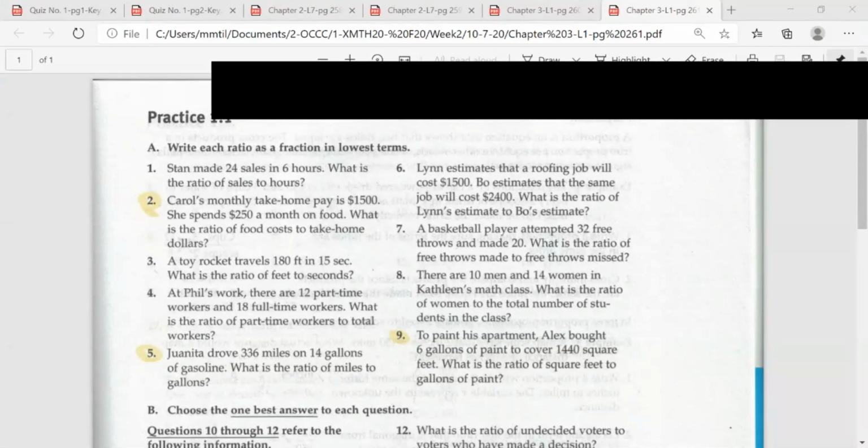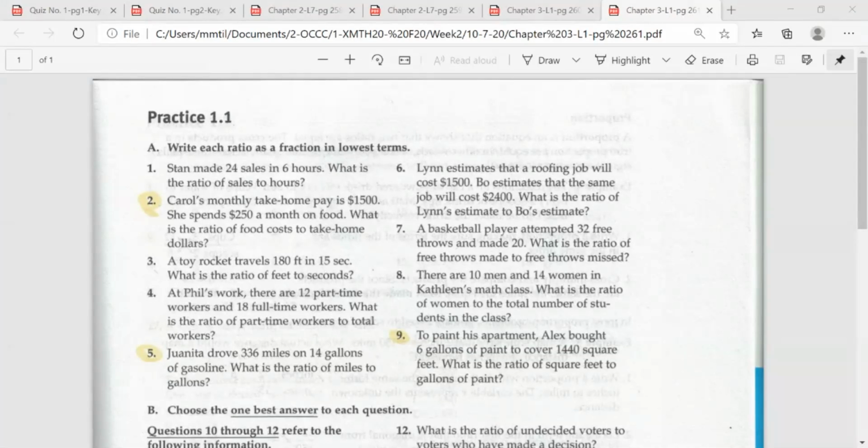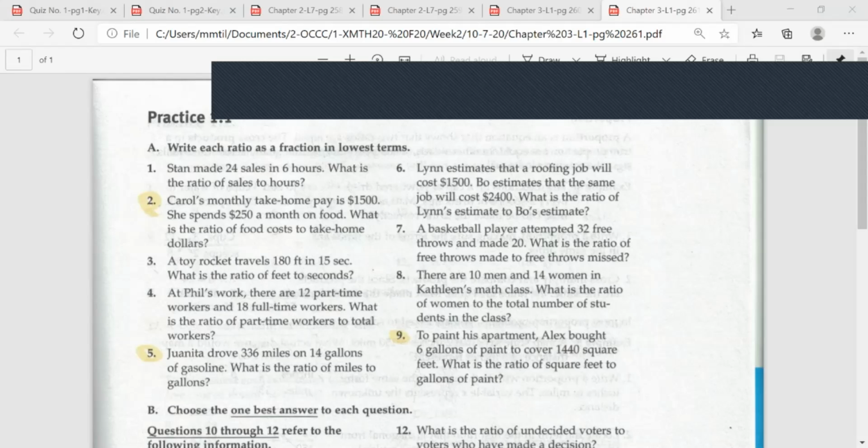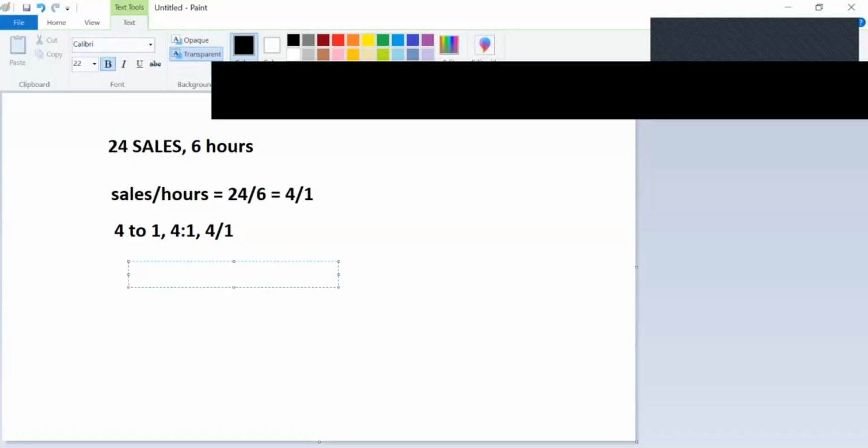Let's look at another one. What about number 4? At Phil's work, there's 12 part-time workers and 18 full-time workers. What's the ratio of part-time to total workers? So how do we do that? 12 part-time, PT, 18 total. So you would do this, right? I'm gonna go to my paint screen again. Change the color.